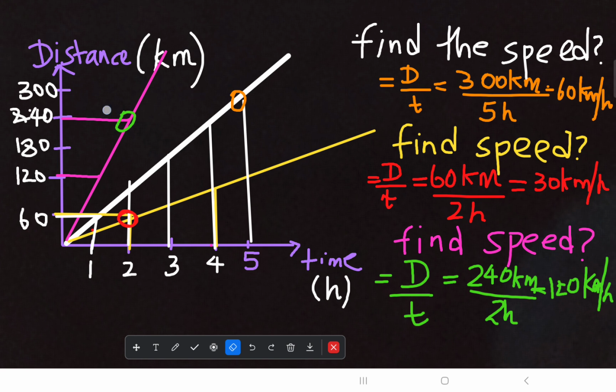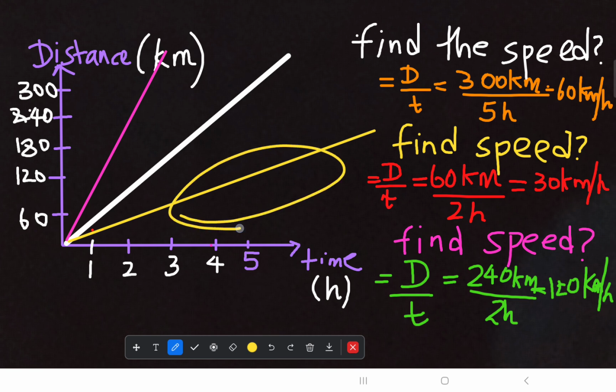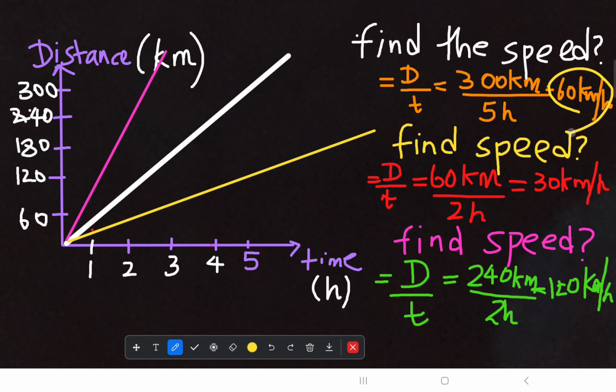Then I'll erase the external lines. We don't need them. According to the slope of this graph, the speed varies. Here you can see the yellow color one is the least steep one. So its speed is the least amongst these.